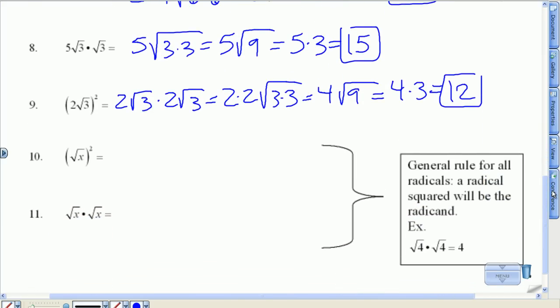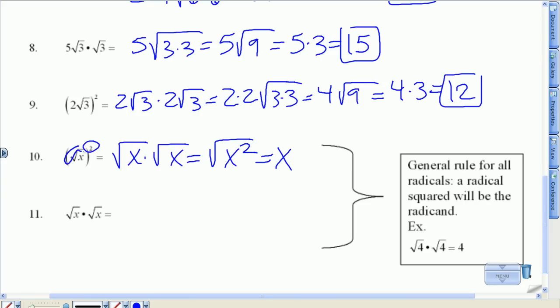Squaring a radical. These are opposites of each other. So you'll notice when we multiply this, if I do this the long way, this gives me radical x squared. The square root of x squared is x. One of the ways you can shorten up your work is realizing that when you square the square root, they're going to cancel each other out. So I would simply take this and cancel the squared and the square root and identify the answer as x a little bit more quickly.